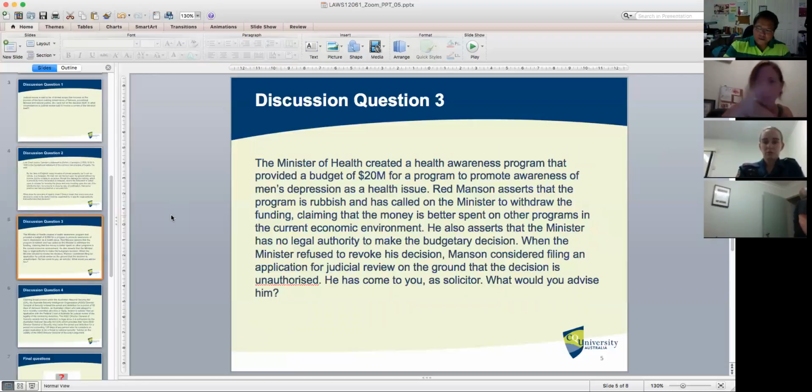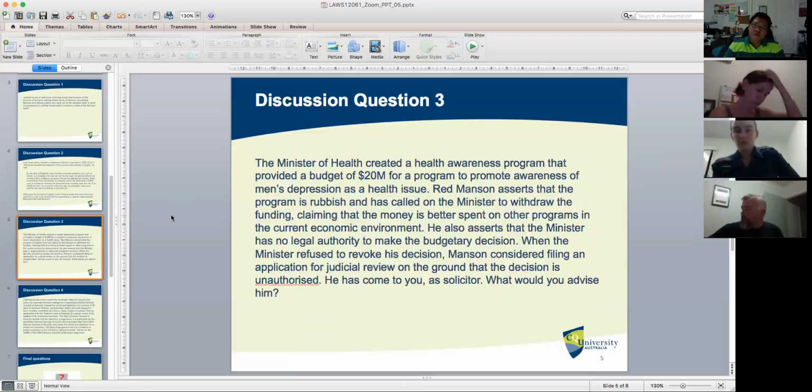So discussion question number 3. The Minister of Health created a health awareness program that provided a budget of $20 million for a program to promote awareness of men's depression as a health issue. Red Manson asserts that the program is rubbish and has called on the minister to withdraw the funding, claiming that the money is better spent on other programs in the current economic environment. He also asserts that the minister has no legal authority to make the budgetary decision. When the minister refused to revoke his decision, Manson considered filing an application for judicial review on the ground that the decision is unauthorized. He has come to you as solicitor. What would you advise him?